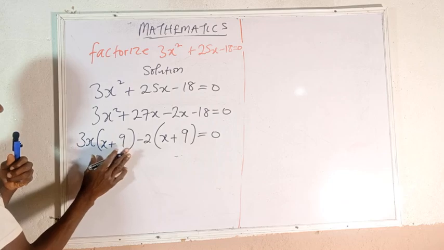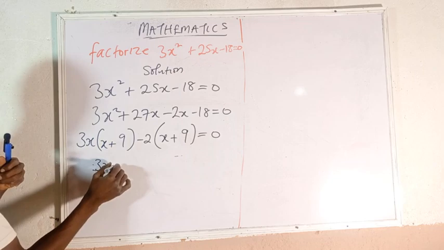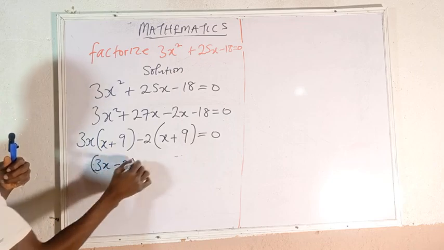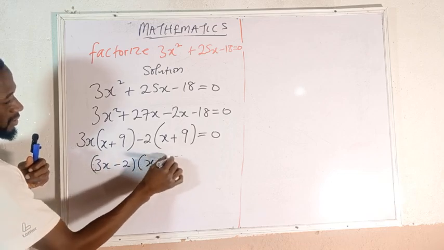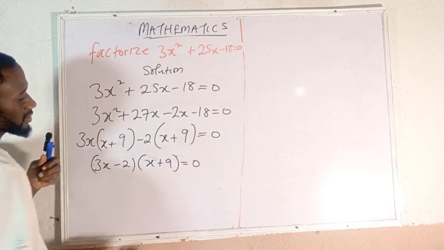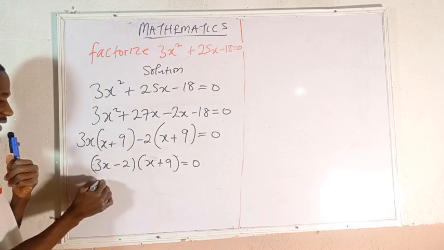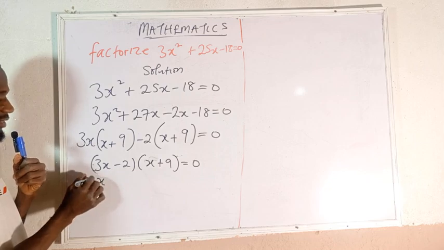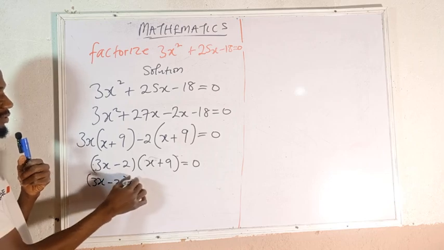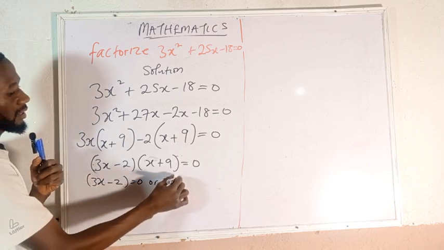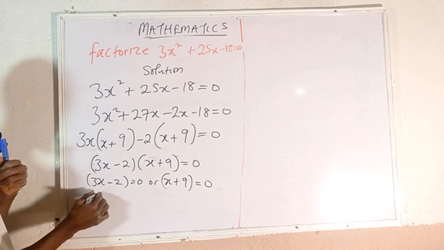Now we can collect, since the two brackets are equal, then we can collect (3x - 2) and (x + 9) = 0. That is the two values of x we have. It is either 3x - 2 = 0, or x + 9 = 0.